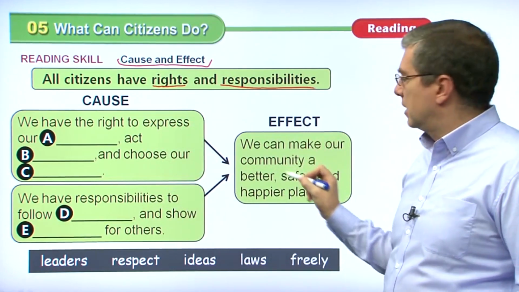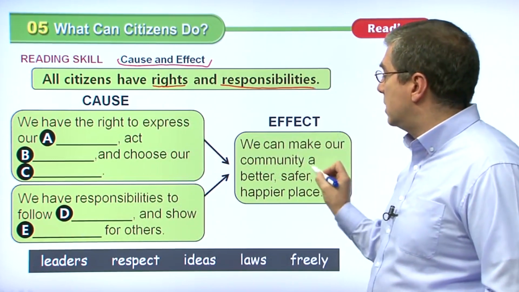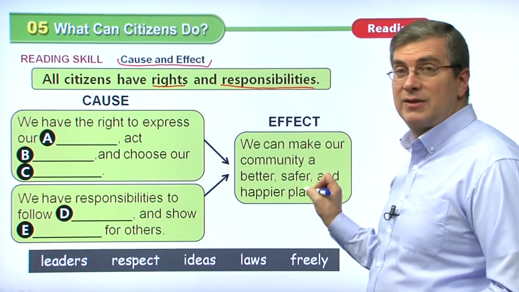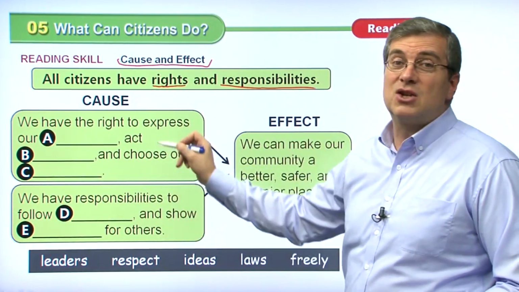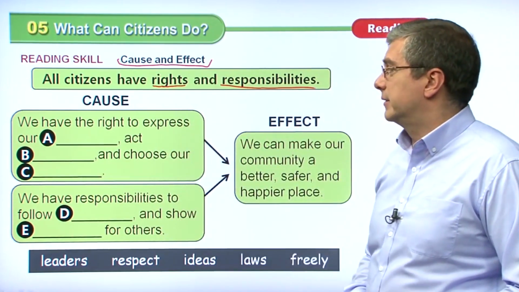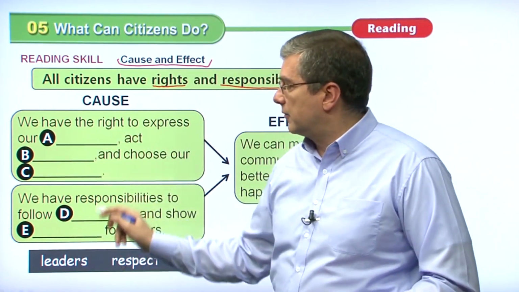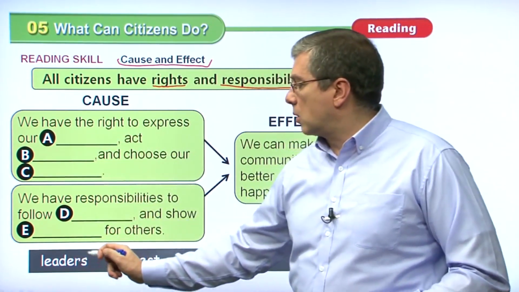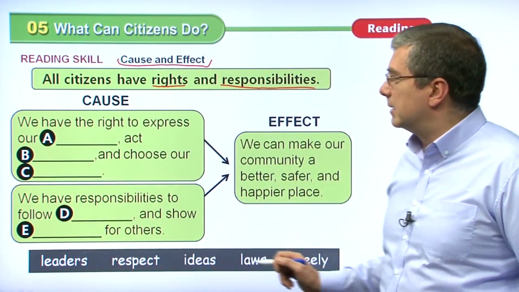What is the effect of those, right? We saw in our reading passage, we can make our community a better, safer, and happier place. That is the effect, the result of these two conditions, these two causes. Let's take a look. We need to fill in these blanks. We have five blanks here. Here are our words: leaders, respect, ideas, laws, and freely.